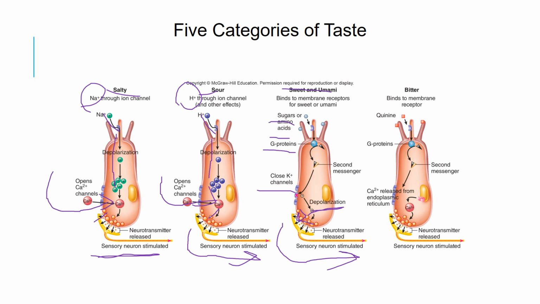Lastly, with bitter taste, we'll have quinine that is going to bind to the receptor, and just like with sweet and umami, this is going to activate a G-coupled protein or second messenger system. The difference here, though, is this will stimulate release of calcium, which will cause depolarization, and the calcium then is going to release neurotransmitter, and then that information will be carried on further.